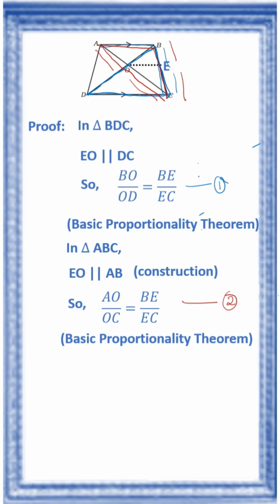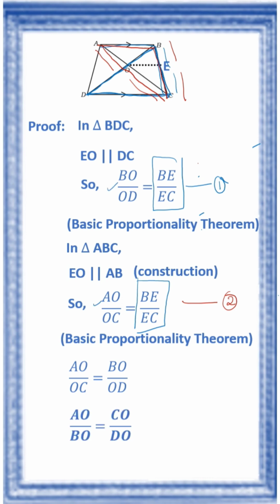Now, from 1 and 2, observe BE by EC. This RHS part of equations 1 and 2 are equal. Then the LHS part should be equal. AO by OC is equal to BO by OD. Now transpose BO to this side and OC to this side. So AO by BO is equal to CO by DO. Hence proved.